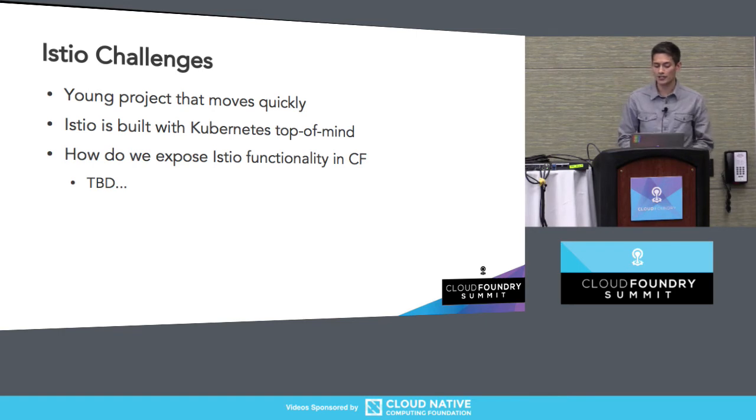With that said, Istio is built with Kubernetes top of mind. With Google being the primary leader of this project, Kubernetes abstractions have made their way into the code base. Again, we view this as an opportunity for Cloud Foundry to get more involved and help evolve this tool to become more platform agnostic. So through various things like PRs and working group discussions, we've voiced these concerns and contributed where we can.